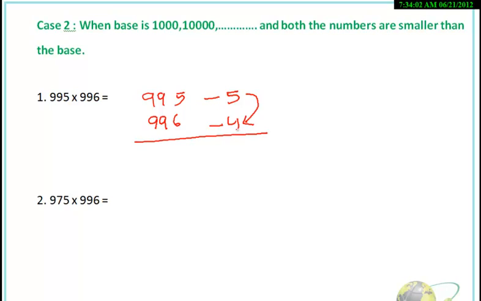But in this case, since there are 3 zeros in 1000, with this multiplication we have to fill up 3 digits. Now 4 fives are 20, but we have to fill up 3 digits, so we'll write 020 and the remaining calculation will be same, 995 minus 4 or 996 minus 5. In both the cases we'll be getting 991. So the calculation is very simple, 995 into 996. The calculation seems to be bigger, but we are getting the answer in just one step and very fast also.